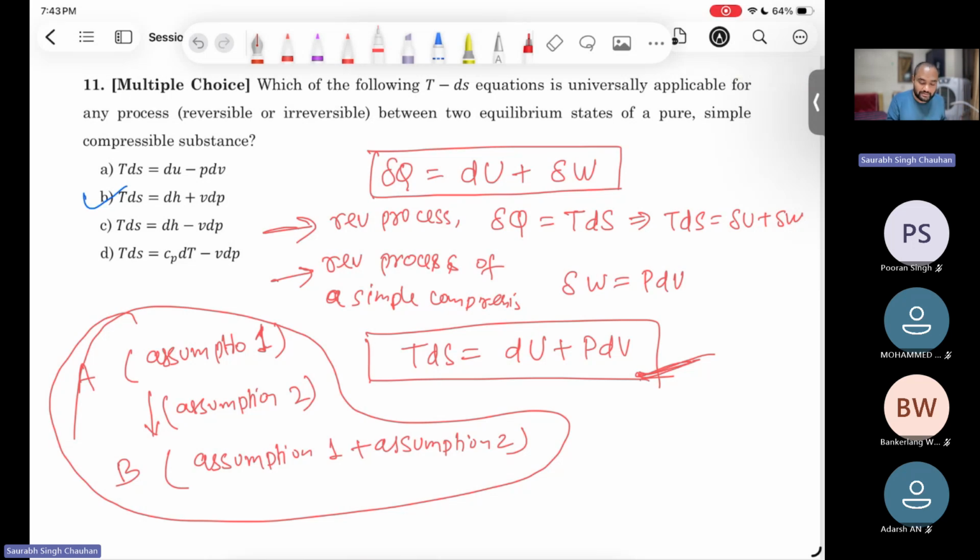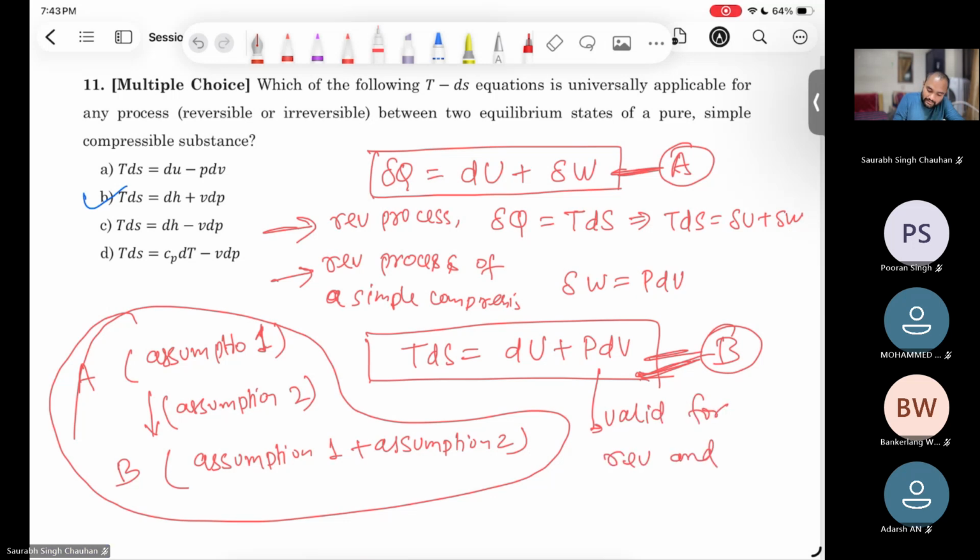We reached this equation. This was equation A, and this is equation B. We reached from equation A to equation B, and in between we have taken two assumptions. But the final equation B is valid in general. For that we don't need any assumption. So this is very interesting. Why is it like that? It is valid for reversible and irreversible both.